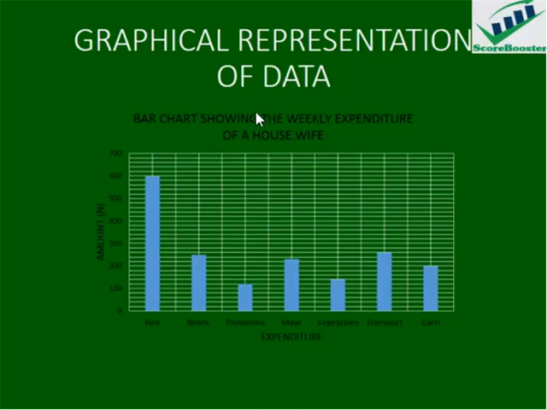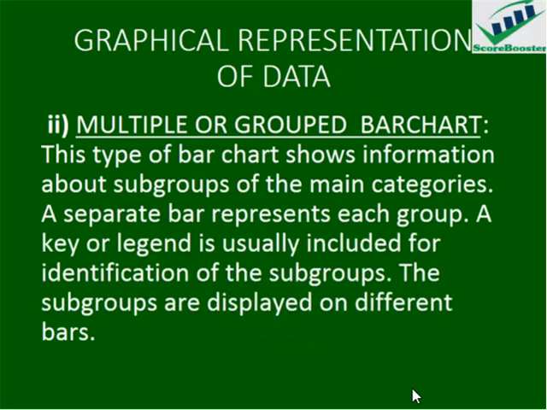So we move to the second type of bar chart, which is the multiple or grouped bar chart. This bar chart shows information about subgroups of the main category. We have the main category and we have subgroups of the main category. So here we have more than a bar. A separate bar represents each group. A key or legend is usually included for identification of the subgroups. The subgroups are displayed on different bars.